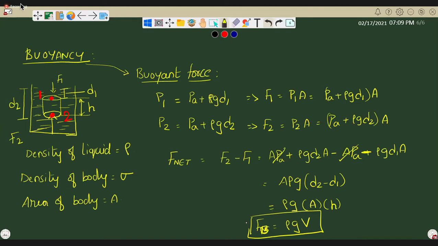The scientist who gave you the concept of buoyant force or buoyancy is called Archimedes. You have studied Archimedes principle in your 10th class, isn't it? Yes or no? So, have you taken this derivation down? So, F B is equal to rho g V.